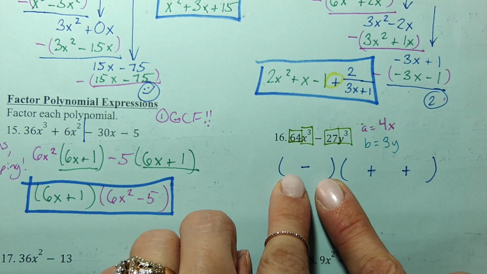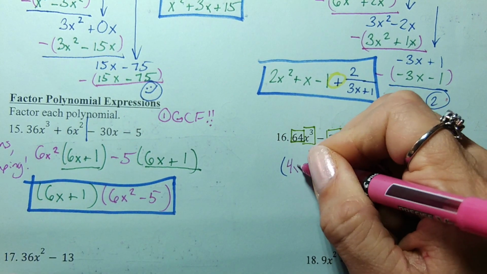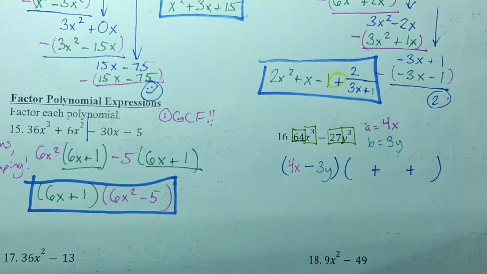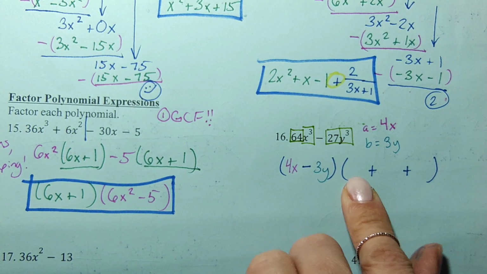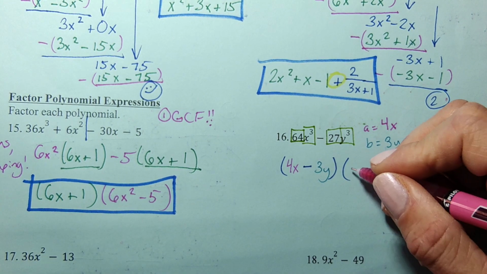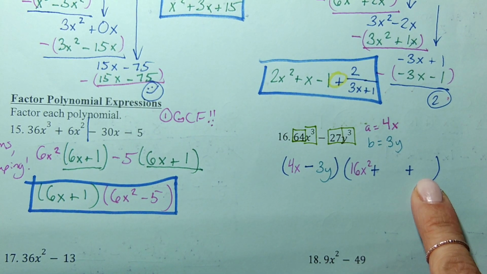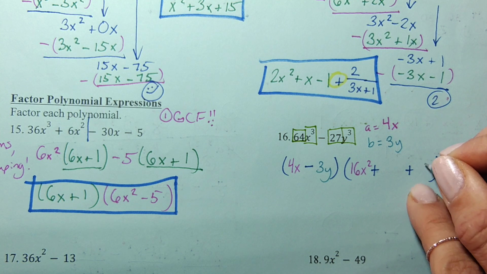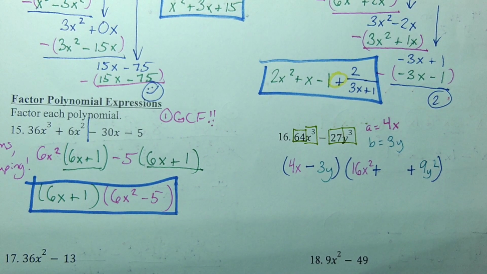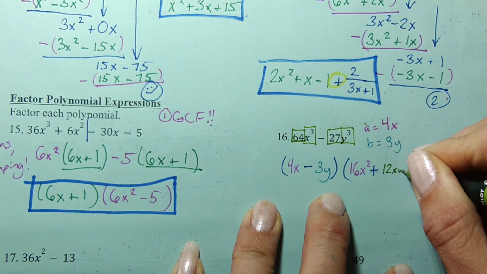So who remembers what goes in the first parenthesis? The a and b. So we got 4x. We got 3y. Ooh, this is the tricky part. If a squared goes here, are we going to write 4x squared or 16x squared? 16x squared, because I square both the coefficient and the variable. What goes in the last slot? B squared, which is 9y squared. What goes in the middle? AB. So multiplying those together would give me 12xy.